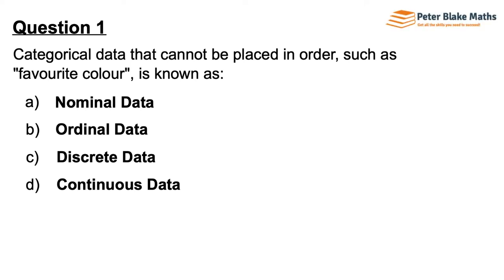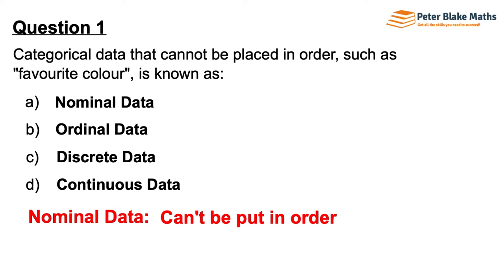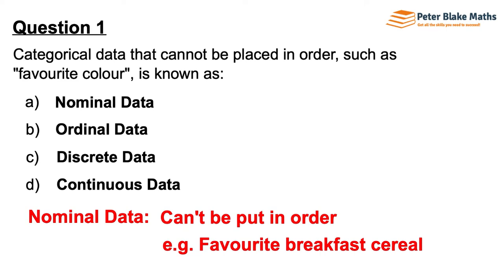Question 1. Categorical data that cannot be placed in order, such as favourite colour, is known as nominal data, ordinal data, discrete data, or continuous data. Nominal data can't be put in order. For example, favourite breakfast cereal. The answers you'll get will be a name of some description, hence the term nominal data. Nominal means name.